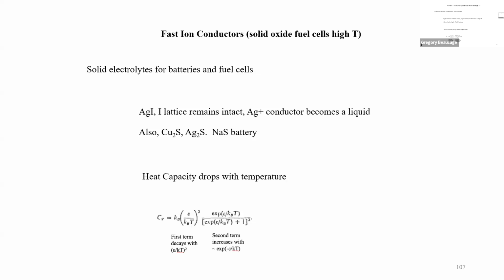So basically the sodium sulfur battery has a higher energy density than the lithium ion battery, but it has to operate at 400 C, above this transition temperature. So you have mobile silver atoms. So that's a drawback to it.